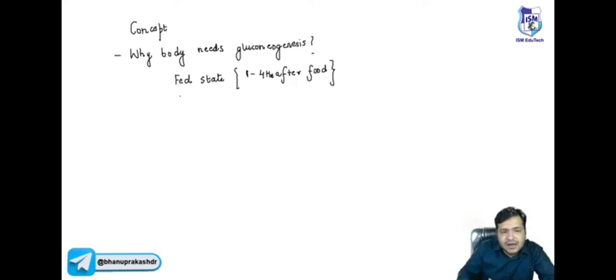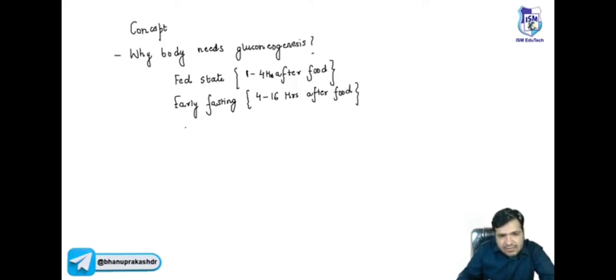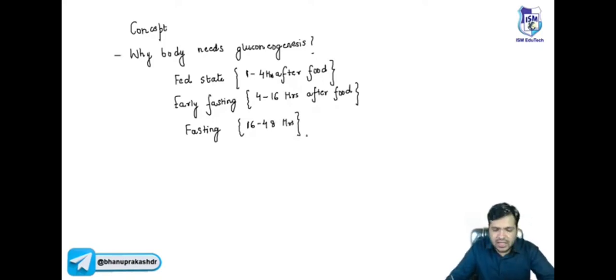Then beta, we have early fasting. When I say early fasting, I am talking about 4 to 16 hours after food, right? And then we have a stage that is called fasting, or the late fasting. And remember, it is 16 to 48 hours. Now beta, let's see what can happen in all three.